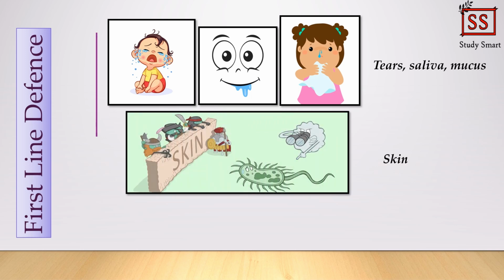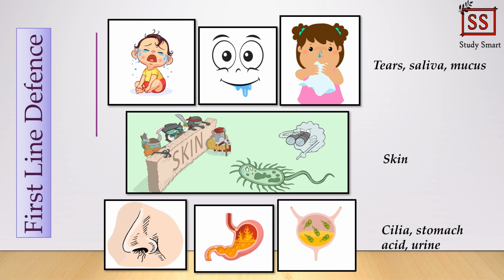Second, we have our skin. Our skin is one of the effective barriers against most of the pathogens, unless it's broken by a cut. Lastly, we have cilia, stomach acid and urine as our first line defense mechanism. What are cilia? Cilia are microscopic hairs on the cells that line the airways, and they will move back and forth, pushing the mucus and trapped pathogens out of the airway. As for stomach acid, it will kill many of the pathogens we swallow before they can cause an infection. And lastly, urine can flush pathogens out of the bladder.